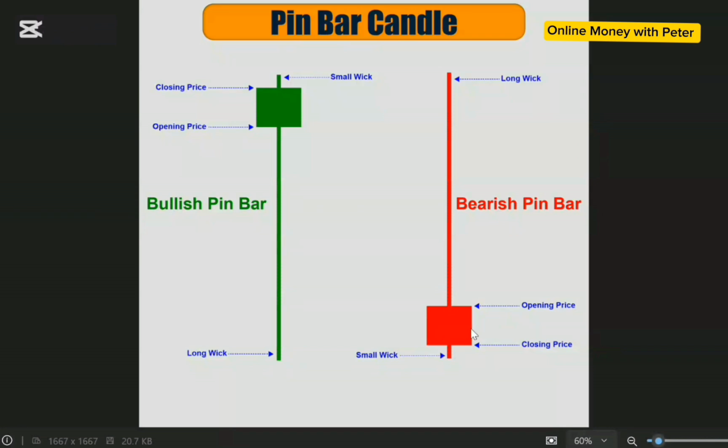So again, the psychology behind the formation of this pin bar is that when the price opens here, there are interactions between the buyers and the sellers. When it opens here, the buyers came in, and before the close of the day, the price goes up and down. It opened here, the buyers pushed the price to this point, this wick here. The sellers came again and pushed the price down to the small wick here. Eventually, at the end of the day, the price closed here.